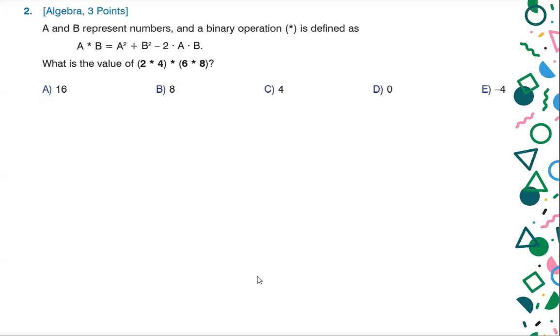The second question is asking for a different operation, but it doesn't matter what operation we are given. We just need to follow what's written. Whenever you have a star b or something other than a standard operation, you just follow what you are given on the other side. But there's something going on right here: this is a squared, this is b squared, this is minus 2ab.